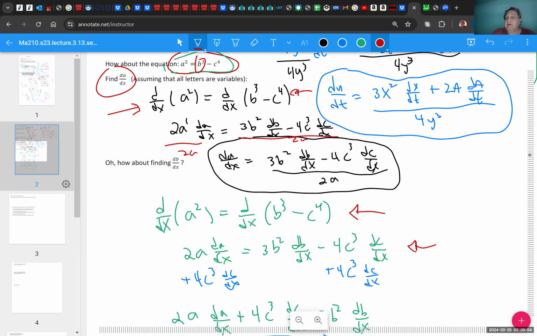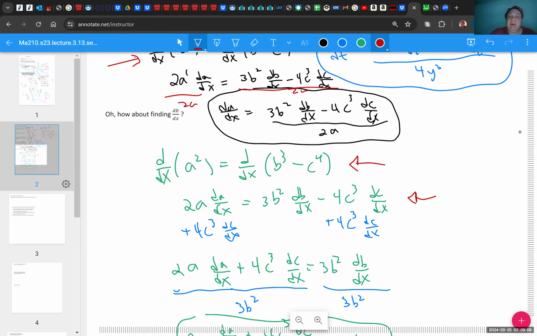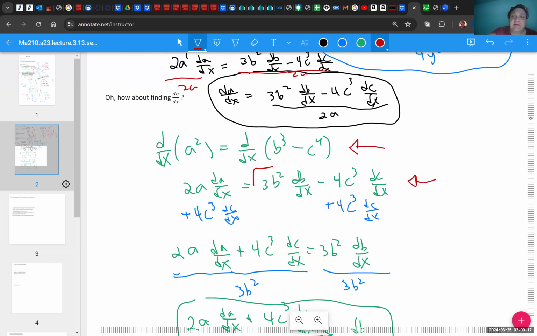But now I need to solve for dB dx, which is just a little bit of algebra. dB dx is over here attached to a 3b squared. And so all I have to do is a little algebra and get it by itself.